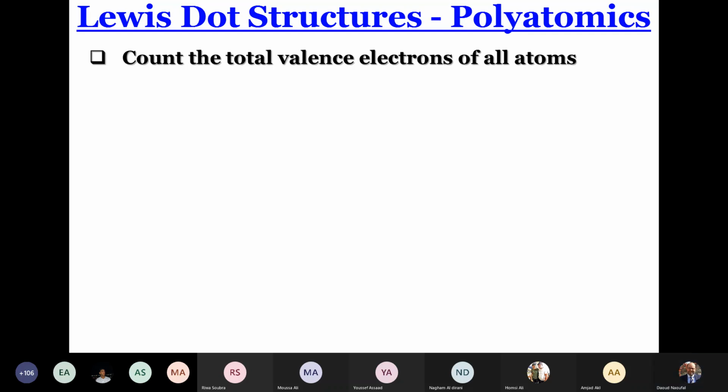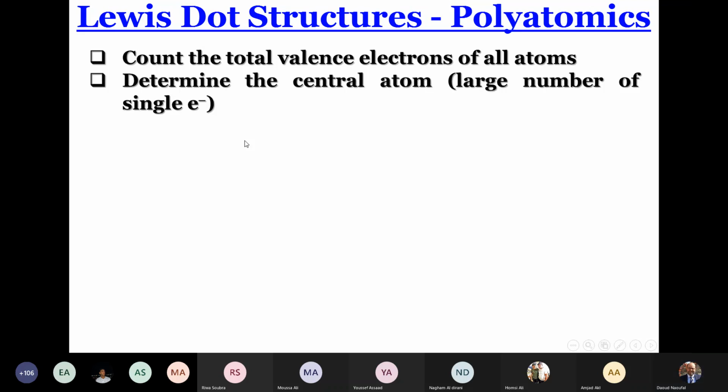First of all, count the total valence electrons of all atoms. This is step 1. Step 2, determine the central atom. Suppose I have atoms A, B, and C in a molecule. How to draw the Lewis structure? I have to count the valence of A. How to find the valence of A? If I know the group of A, or if I know the place of A in the periodic table, I can find directly its valence.